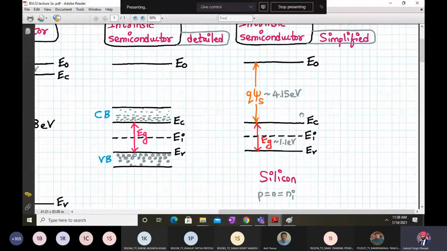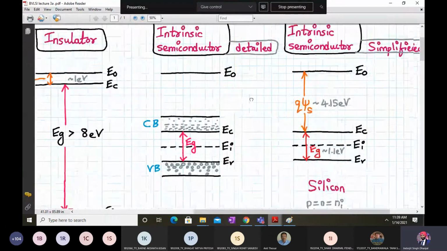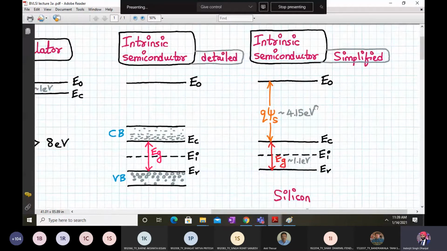So your EI is midway between EC and EV, and your EG for silicon is around 1.12 electron volt. Last time we have seen that. Now, as we have electron affinity for an insulator, we have electron affinity for a semiconductor also. For an intrinsic semiconductor, the electron affinity, that is Q psi s, is around 4.15 electron volt. I have already explained it is the minimum energy required to move an electron from the conduction band to free space or vacuum level.